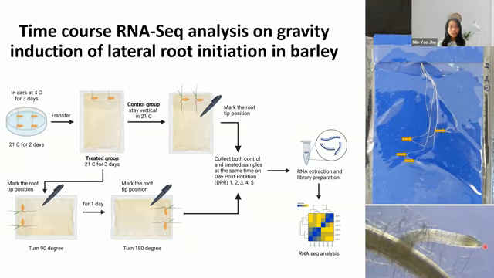With this, we can do a time course study on the lateral root emerging process. From day 1, 2, 3, 4, 5 after the rotation, we can collect samples for RNA-seq analysis. And with this, we can have a temporal understanding of the lateral root initiation process in barley. Then we can compare this with the Medicago lateral root developmental process and find out what is similar and what is different.